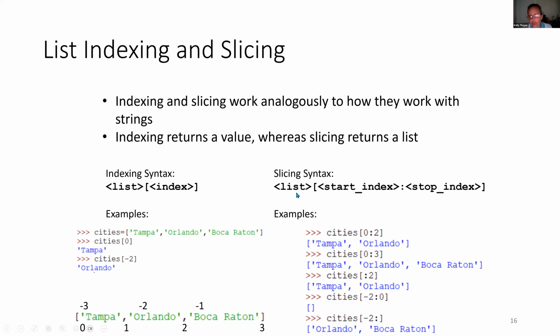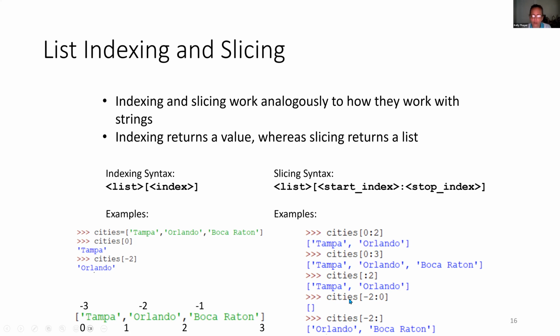For the slicing syntax, here we have the list, the start index, a colon, and the stop index, just like we've done before. So you would go up to, but not including, the stop index. For example, cities of 0 to 2 is going to begin at the 0th item and go up to the 2nd item, 0, 1, 2, but not included. So we go back to Orlando, and that's why we get this. 0 to 3 is the trivial case of selecting the whole thing. If you omit something at the beginning, it will assume you want 0, so it's the same as cities of 0 to 2.